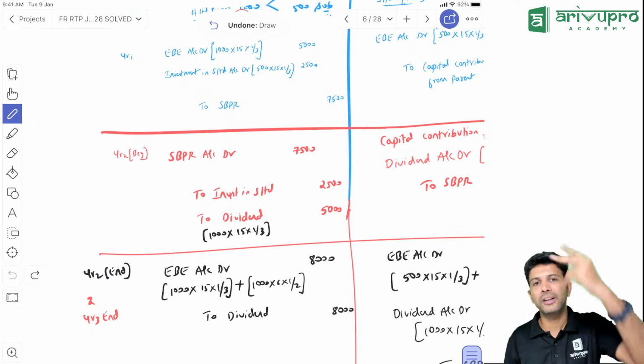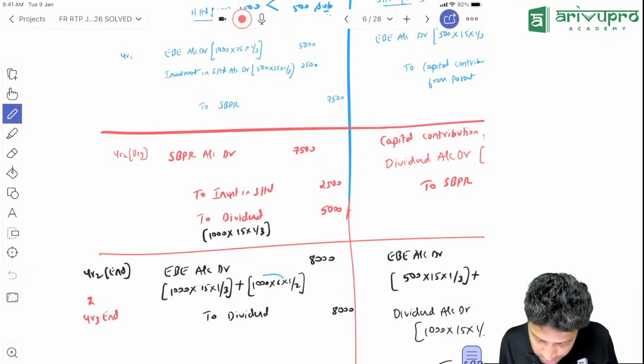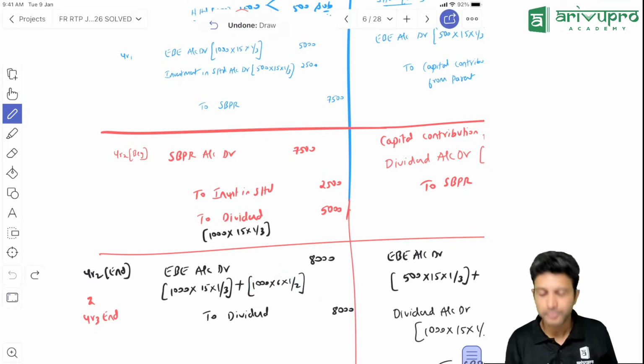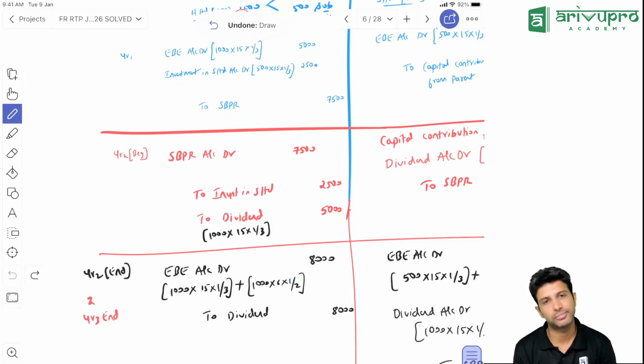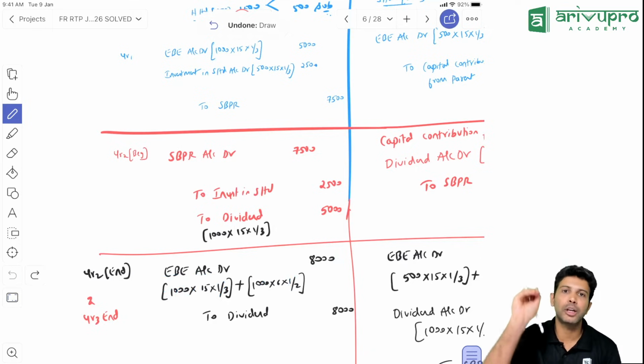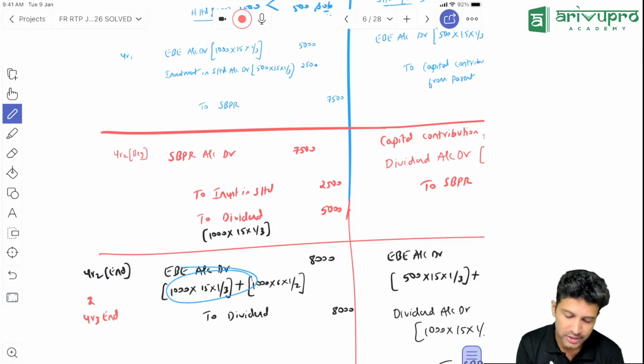So remaining vesting period is year 2 and year 3, 2 years. So this much expenditure, you will book it over 2 years. So this is 5,000, this is 3,000. So total employee benefit expenditure is 8,000. Why 1,000? Because 1,000 shares is given to parent's employees. Hence we have only considered 1,000.